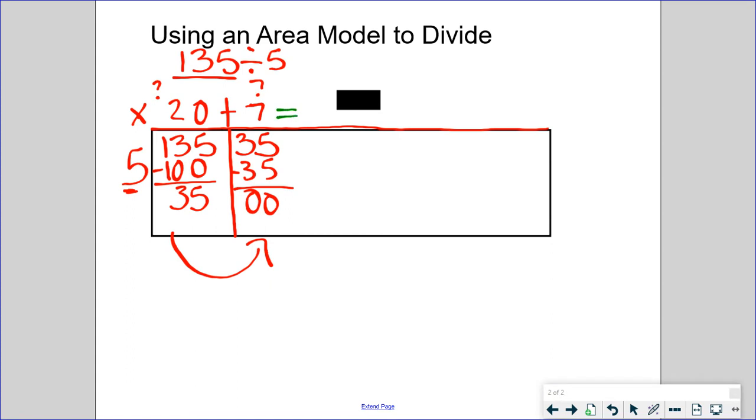So 20 plus 7 equals 27. I can double check my work by multiplying 27 times 5. And I get 35, carry my 3, 5 times 2 is 10, plus 3, I get 135. I do prefer this area model over the rectangular array. However, for some kids that do need that grid, it is a good visual.